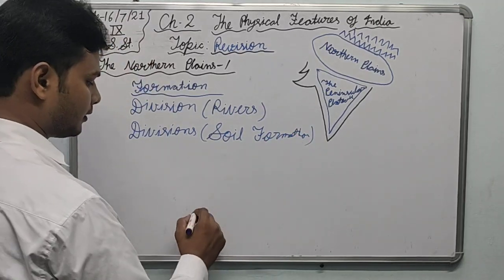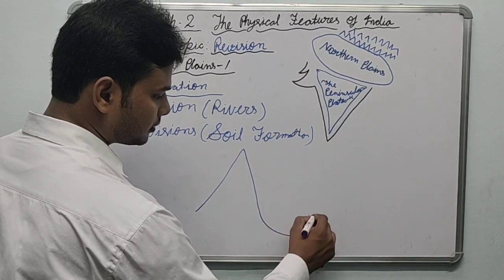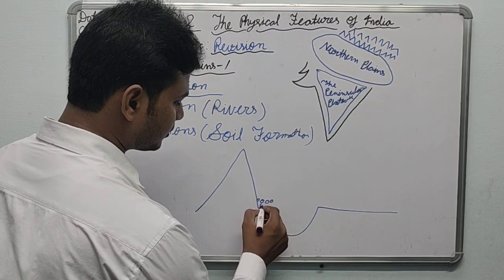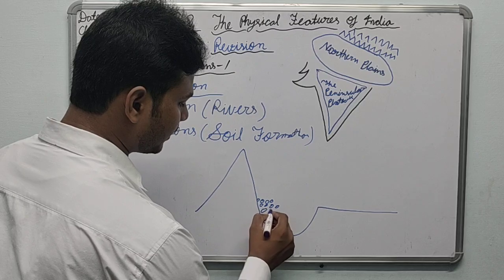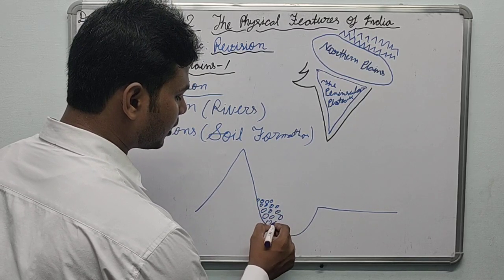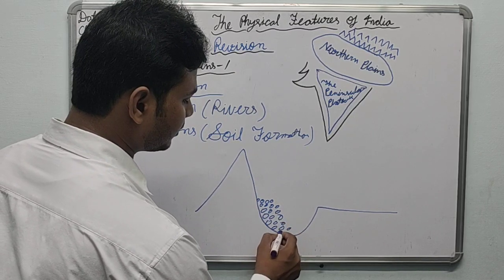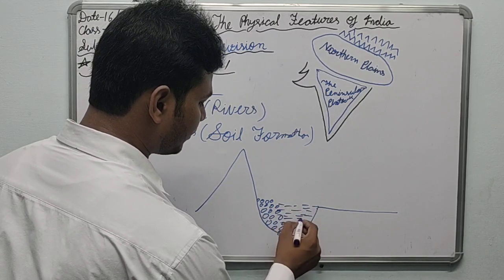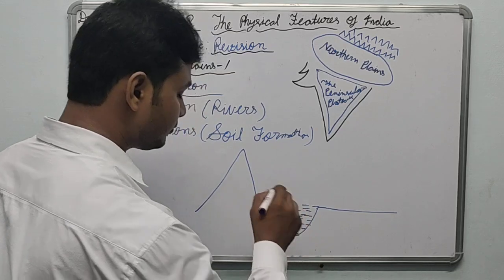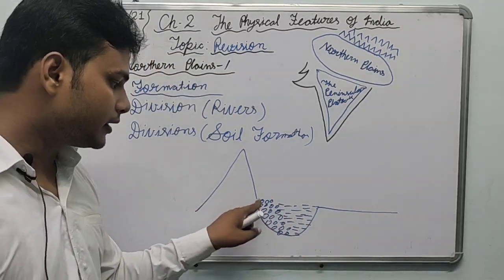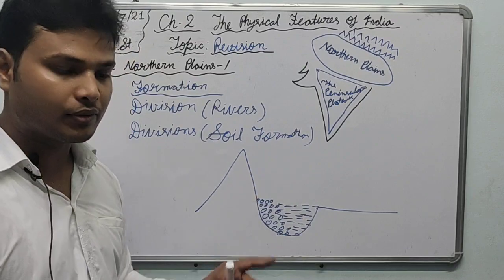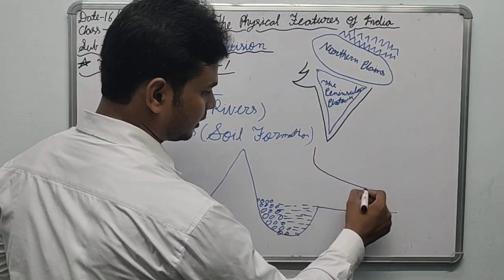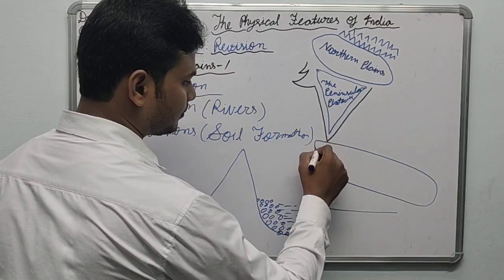So look, this is the Himalayas, this is the depression, and this is the plateau. We know that this depression is completely filled by the sediments which are brought down and deposited here by the rivers flowing from the Himalayan mountains. So look, as you can see, this is a different type of soil. I am drawing it this way so that you can understand. This is the northern plains, suppose.